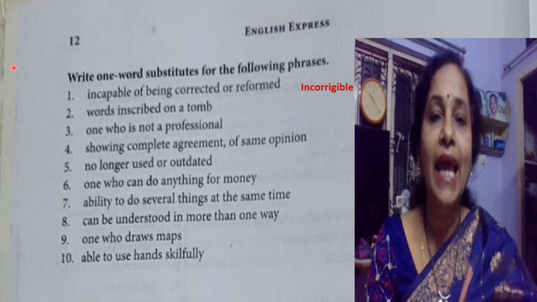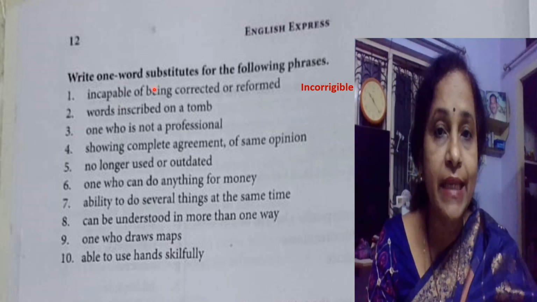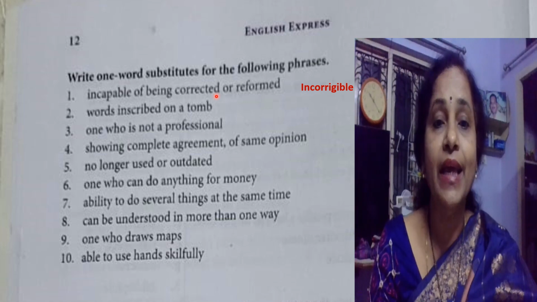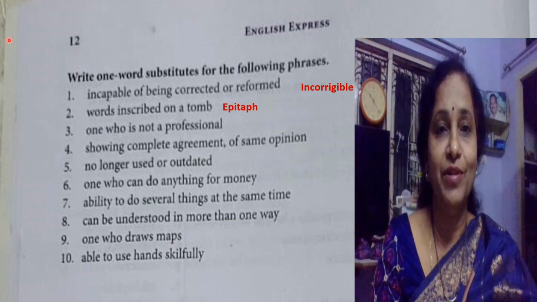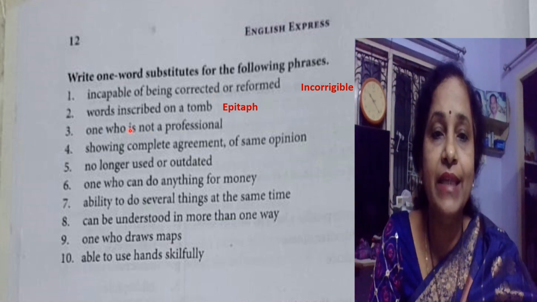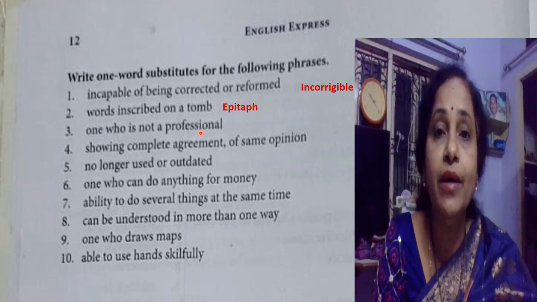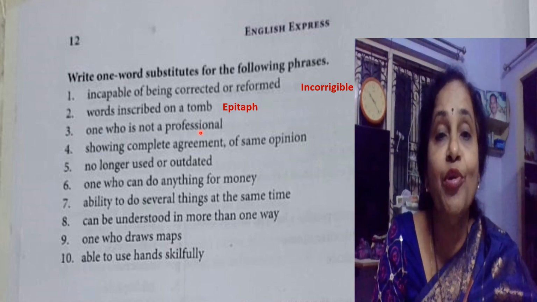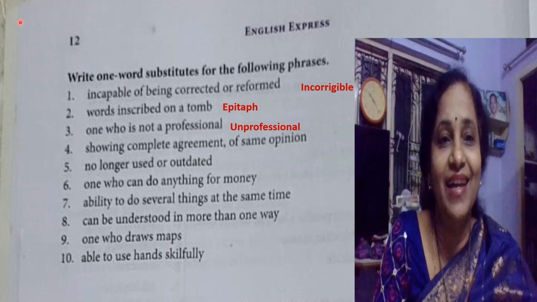And the second phrase is words inscribed on a tomb. And what is the word? It is epitaph. That is the word, students. And the next phrase is one who is not a professional. And what could be the answer? It is unprofessional. That is the answer.